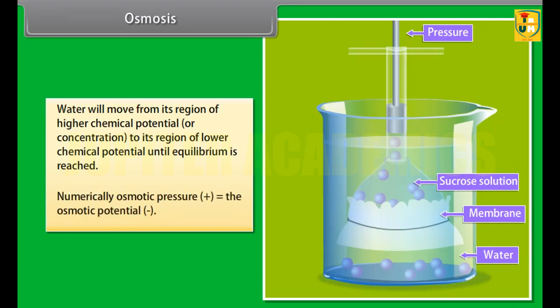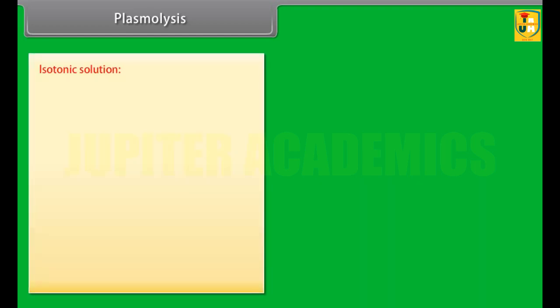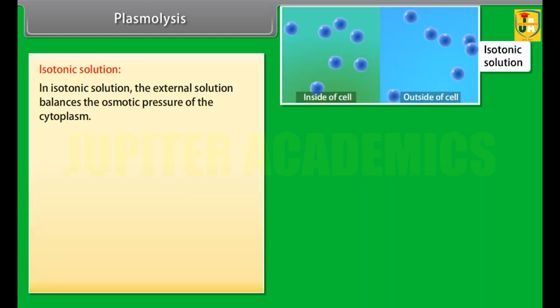Numerically, osmotic pressure is equivalent to the osmotic potential, but the sign is opposite. Osmotic pressure is the positive pressure applied, while osmotic potential is negative. Plasmolysis. The behavior of the plant cells or tissues with regard to water movement depends on the surrounding solution. If the external solution balances the osmotic pressure of the cytoplasm, it is said to be isotonic.